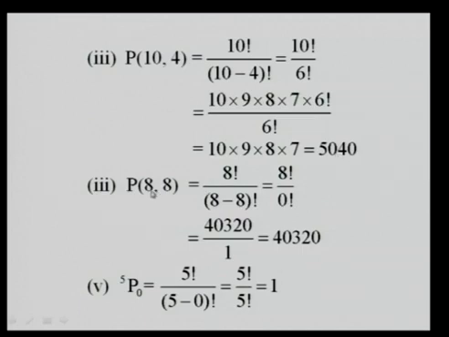The meaning of 8P8 is that we want to arrange 8 things taking all at a time. This is equal to factorial 8 upon factorial 8 minus 8, which is factorial 0, and factorial 0 is 1. So 8 things can be arranged, taking all at a time, in factorial 8, that is 40,320 ways. And in the last part, we want to arrange 5 things taken 0 at a time. The formula is factorial 5 upon factorial 5 minus 0, which is factorial 5 upon factorial 5, equal to 1.